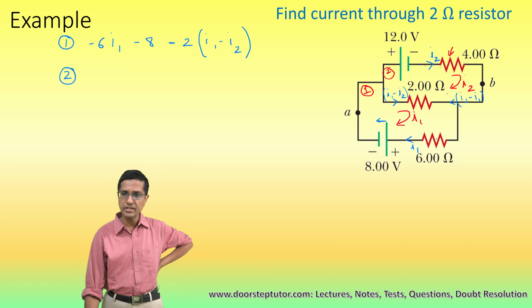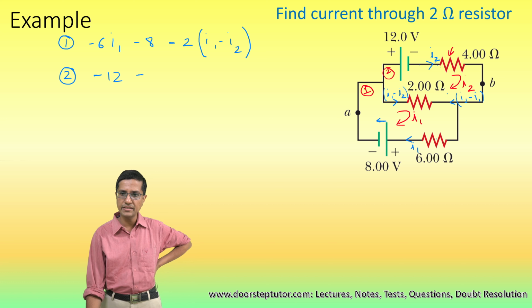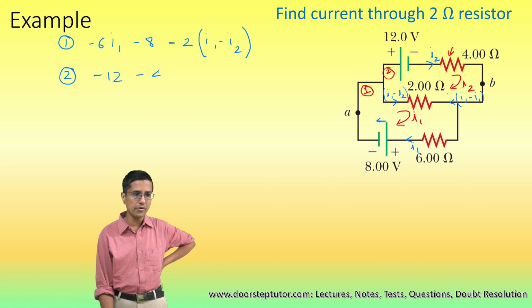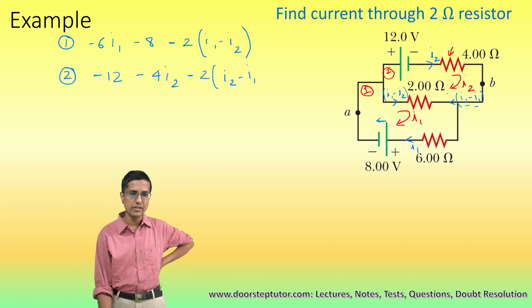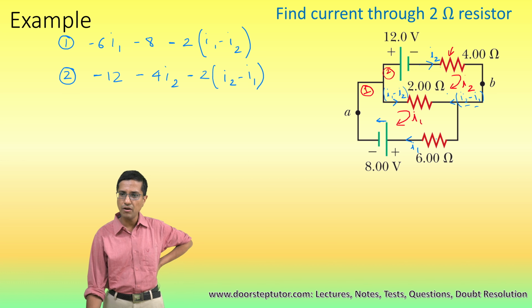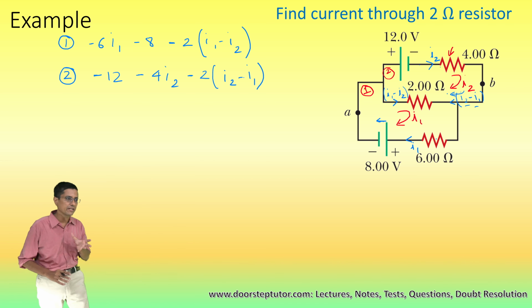Now what about mesh number 2? Nothing difficult, again very simple. We start with this potential drop plus to minus. Again we are going in the clockwise direction only, so nothing surprising there. And this minus 4 I2. So this is again a potential drop, and again this will be a potential drop because I have chosen to take this current. So this one is minus 2 times I2 minus I1. So we are going in the direction of I2 minus I1. I am going like this, and I2 minus I1 is in the same direction. So as we go around the resistor in the direction of current, it's always a potential drop.